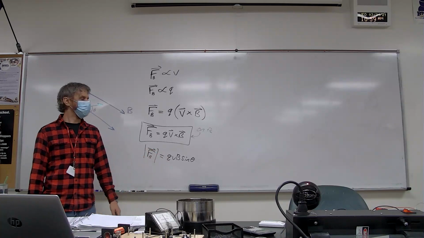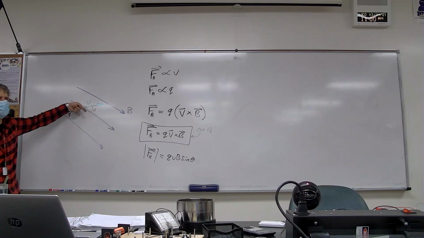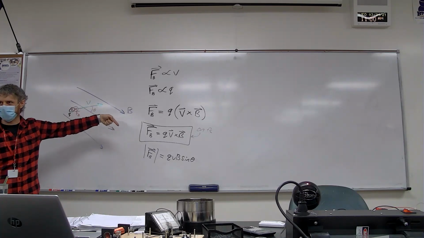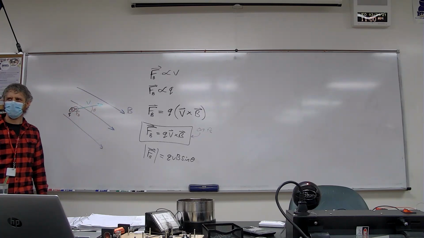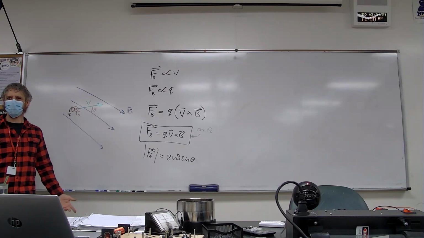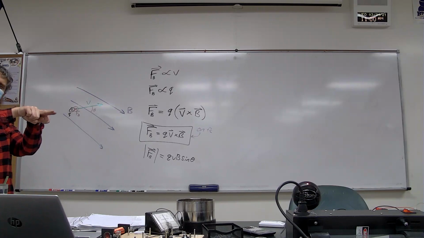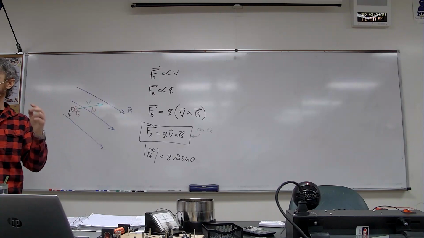Sometimes the angle is 0, right? What if the angle is 0? That means the positive charge is moving with the magnetic field. What's the magnetic force? 0. Isn't that weird? So weird. Just because it's moving in the same direction as the magnetic field, it feels no force. But as soon as it starts moving in a direction that's not parallel, then it starts feeling a force. It's weird.